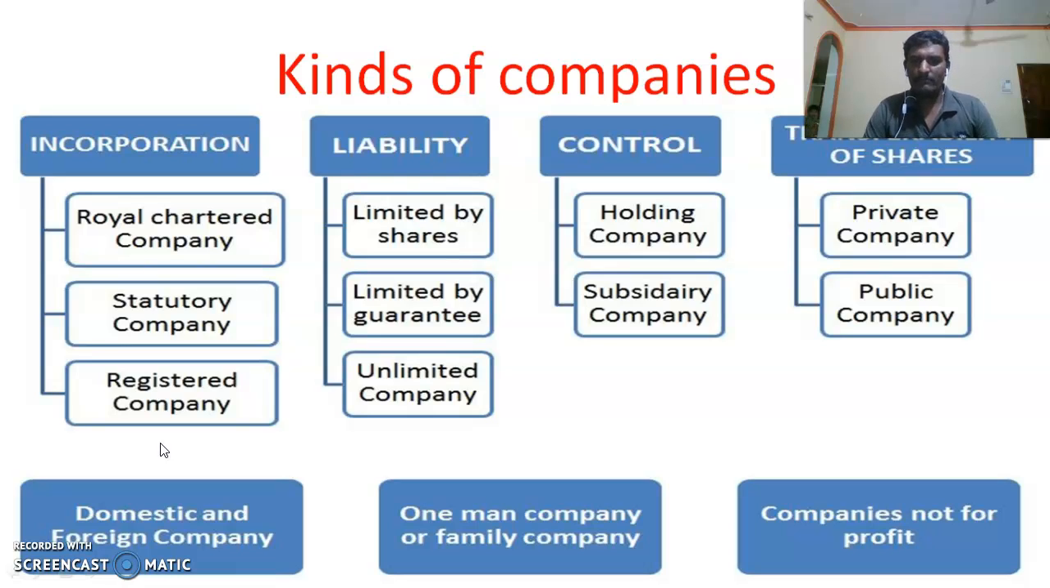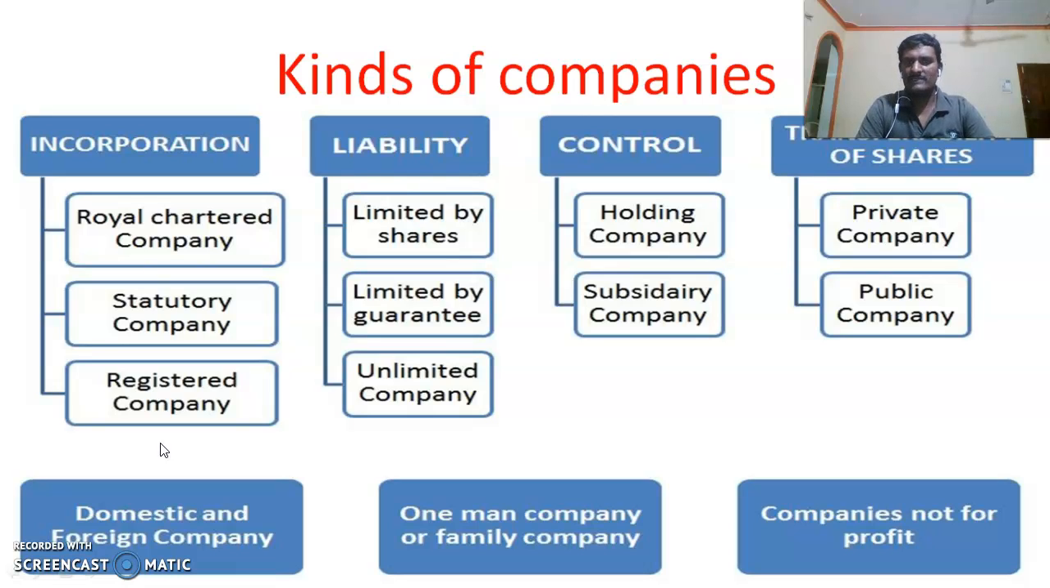If any company holds more than 51% of the shares of another company and that company's control is handled by it, then such company is called a holding company. And then the subsidiary company is the opposite of the holding company. The company whose shares of more than 51% are held by another company, and whose control is undertaken by the holding company, is called a subsidiary company.